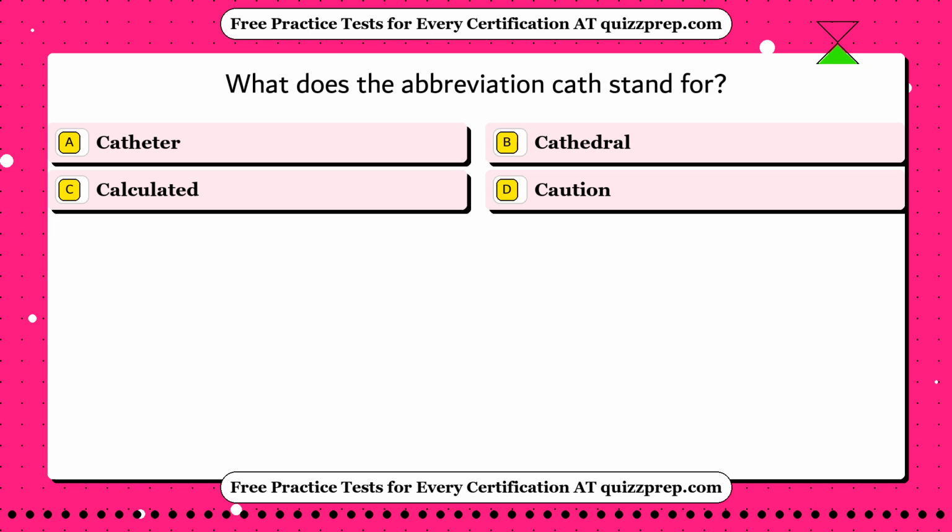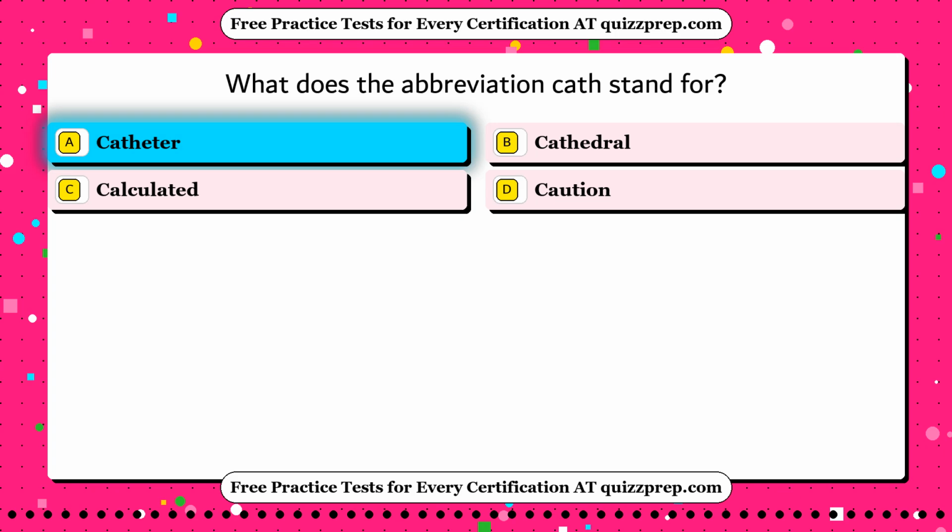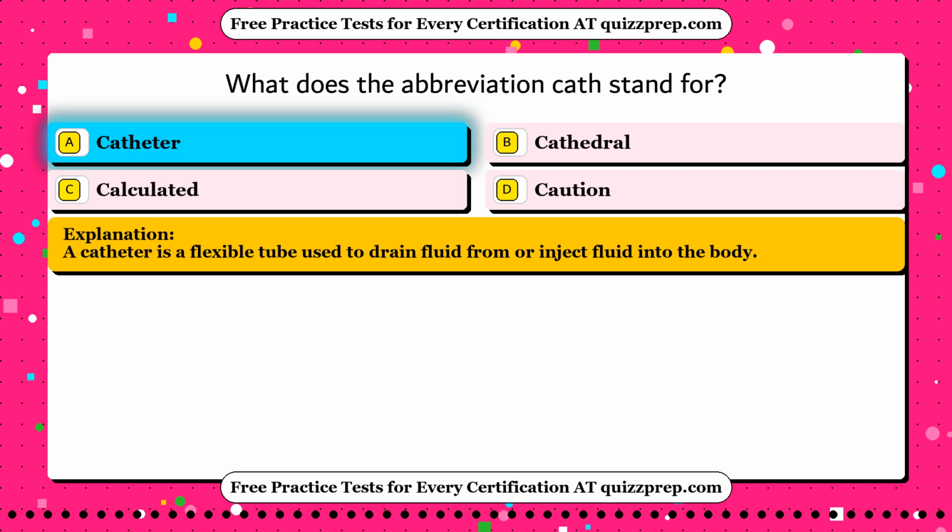Question 22. What does the abbreviation CATH stand for? Option A, catheter. Option B, cathedral. Option C, calculated. Option D, caution. The correct answer is option A, catheter. A catheter is a flexible tube used to drain fluid from or inject fluid into the body.